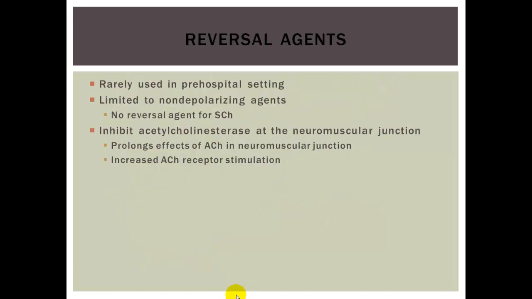Reversal agents are rarely used in the pre-hospital setting, because the time to hospital is so short. They are limited to non-depolarizing agents. There is no reversal agent for Sux. They inhibit acetylcholinesterase at the neuromuscular junction, which prolongs the effects of acetylcholine there. The increased acetylcholine receptor stimulation is going to overpower the long-acting non-depolarizing neuromuscular blocking agents.